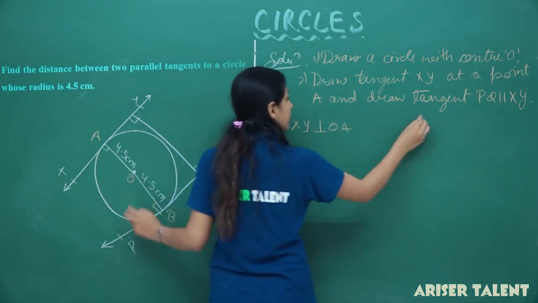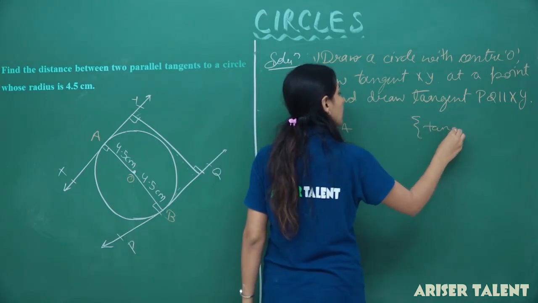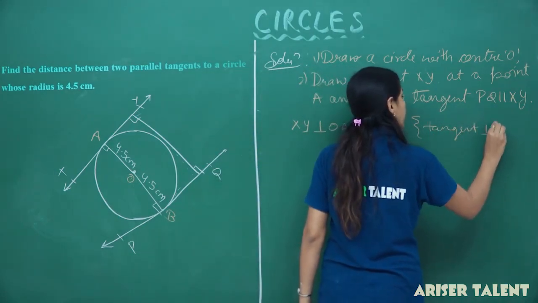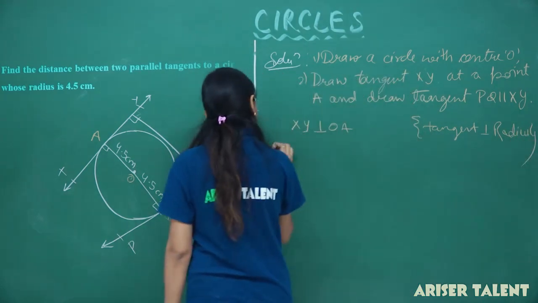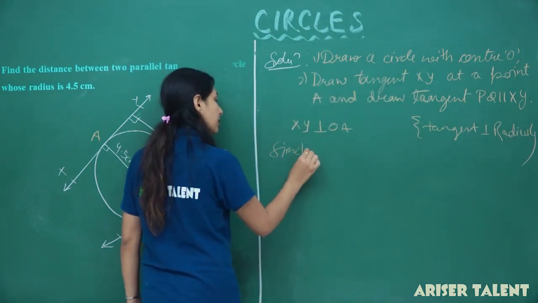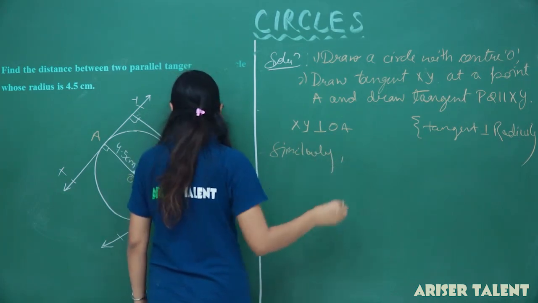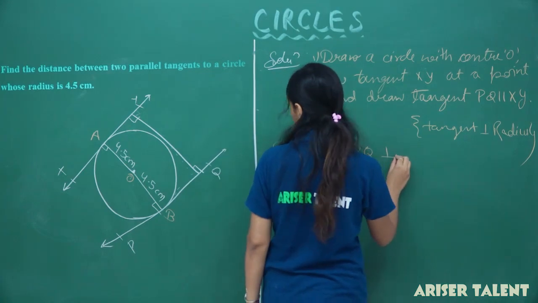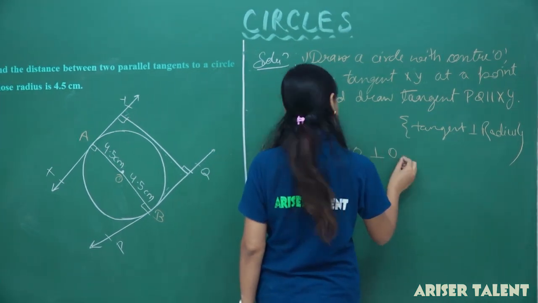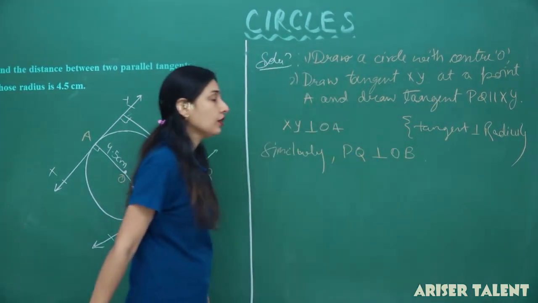Now your solution part is here, which says that XY is perpendicular to OA. Tangent will be perpendicular to what? Radius, right? Similarly, what? PQ is perpendicular to OB, right?